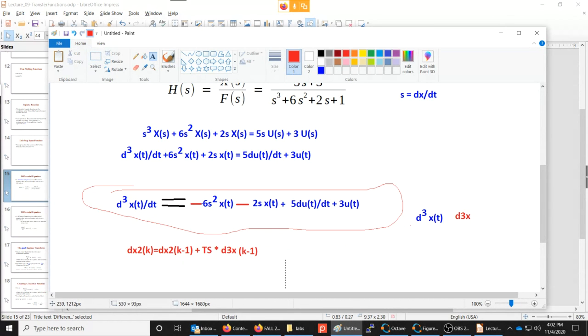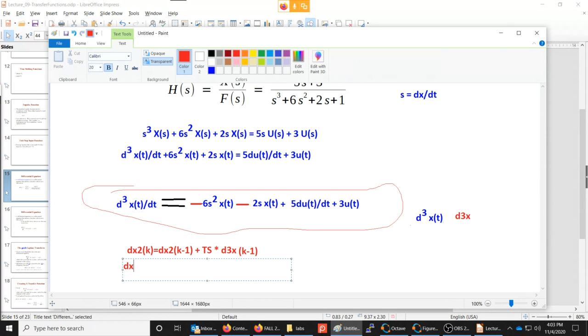And then we can say that dx of k, we just integrate now. We're simply integrating: dx of k minus 1 plus our time step times dx2 of k minus 1. And then, of course, our final one is simply x of k is equal to x of k minus 1 plus our time step times dx of k minus 1.